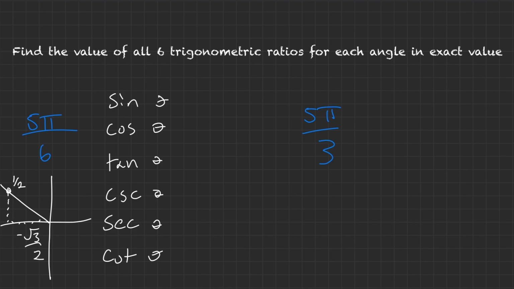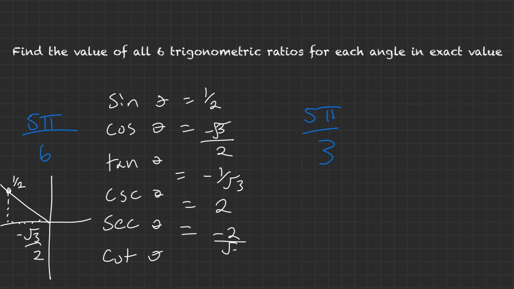So then sine would just be equal to the y, so that's 1/2. Cosine, negative root 3 over 2, because that's just the x. Tangent's just sine over cosine, so that's just going to be negative 1 over root 3, because it's 1/2 over negative root 3 over 2. Cosecant is just going to be 1 over sine, so that's 2. Secant, negative 2 over root 3. Cotangent, negative root 3.